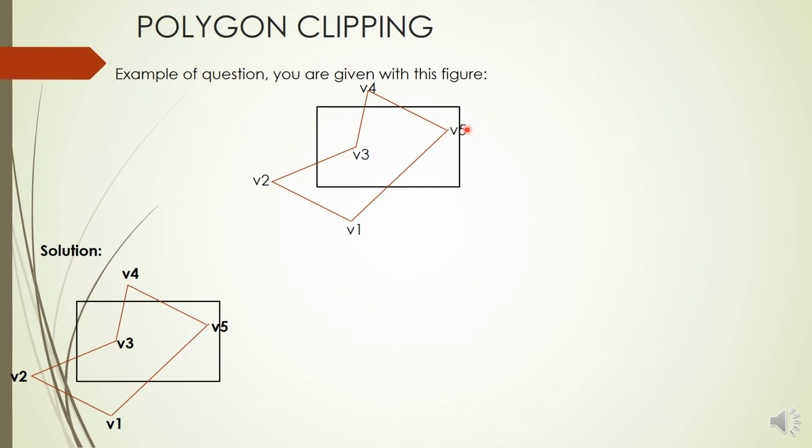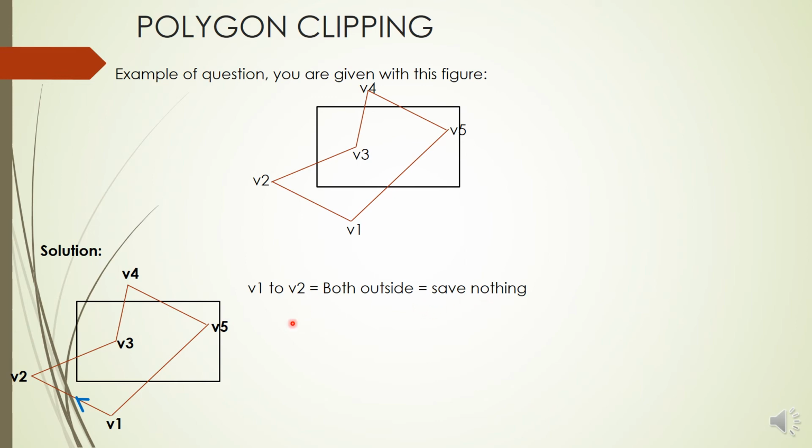So what you need to do is consider this case by case, based on the points given here. Let's look at the first edge, v1 to v2. You can see that v1 is outside and v2 is outside. Based on the rule that we learned in the previous slide, when both are outside, we save nothing.